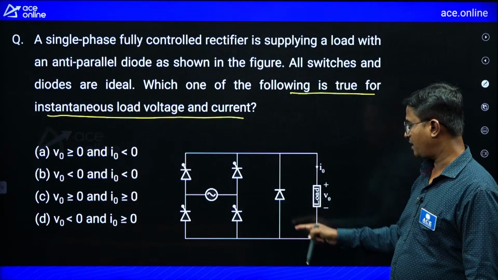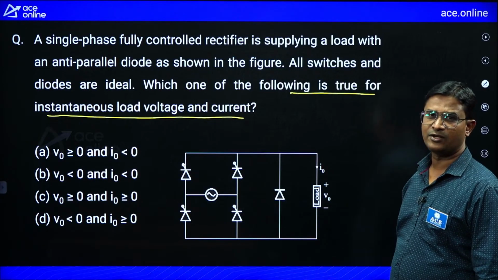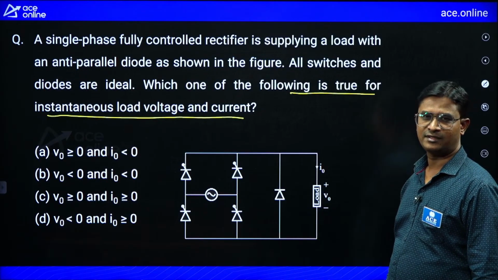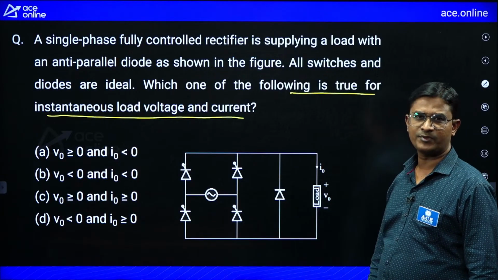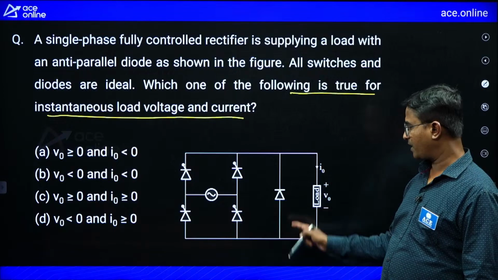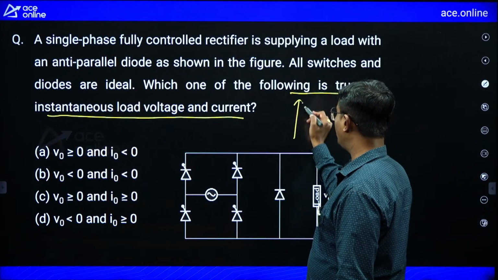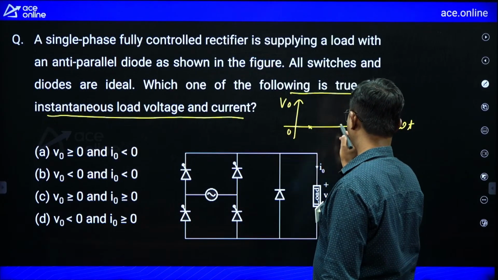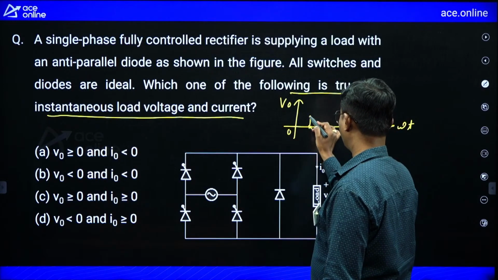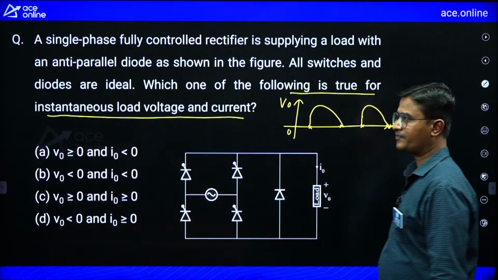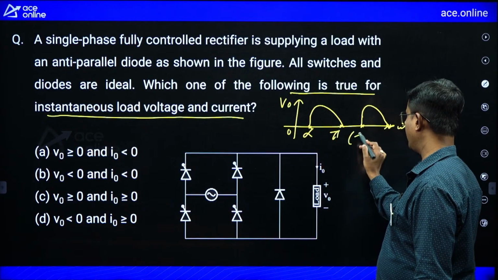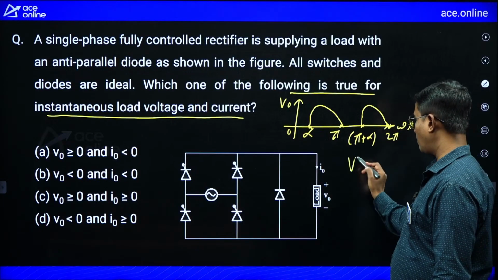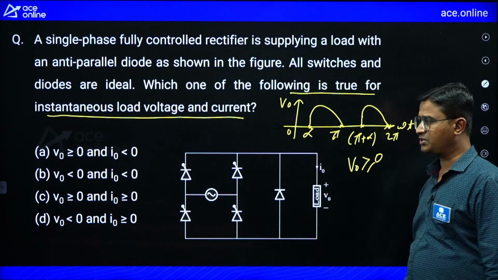If a freewheeling diode is connected across the load, can I get negative load voltage? No. For what purpose do we connect the freewheeling diode? To avoid the negative pulse in output voltage. So if I connect the freewheeling diode, my output voltage will be only positive, of this type. This is alpha, pi, pi plus alpha and 2 pi. So my output voltage is always greater than or equal to 0.